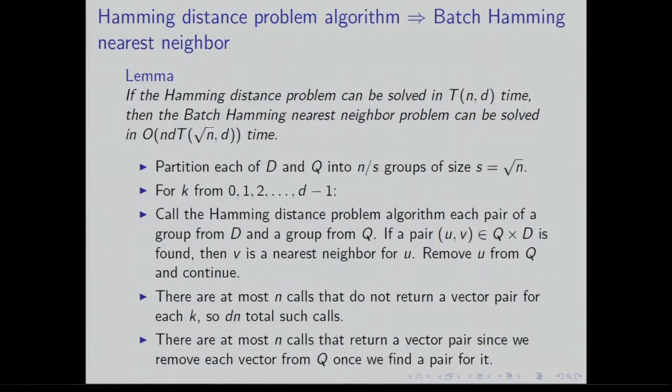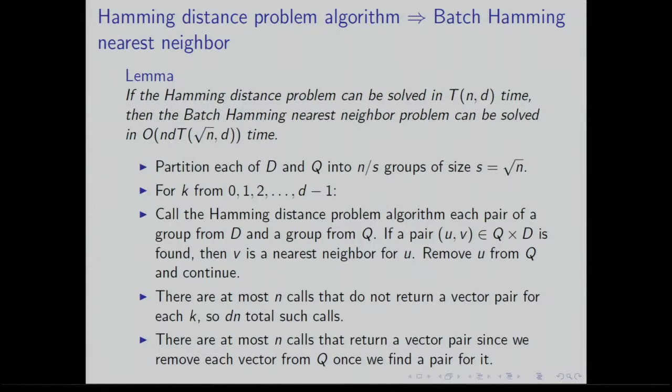And then the second one: we have to get from that Hamming distance problem to the seemingly harder batch Hamming nearest neighbor problem. And here we're going to use a nice fine-grained reduction. I think maybe this exact same idea came up at the workshop a couple weeks ago. So the idea is we're going to show that if you can solve the Hamming distance problem in time t of n and d, then you can solve the batch Hamming nearest neighbor problem in time n times d times t of root n, d. So we're going to do it on instances of size root n instead of size n.